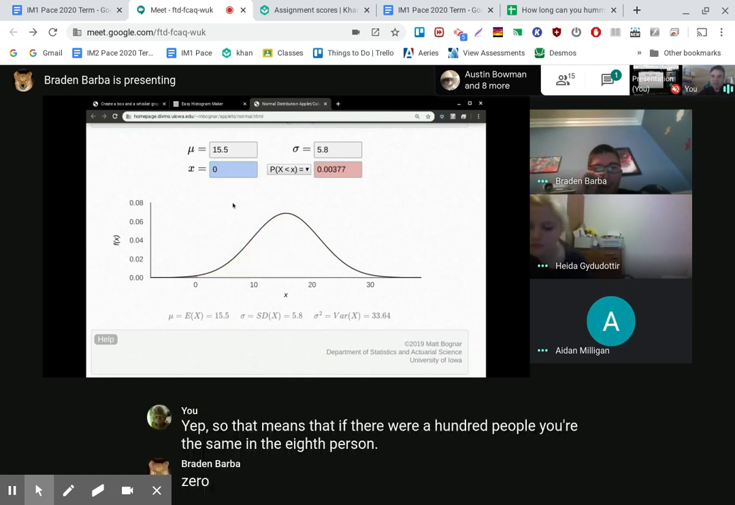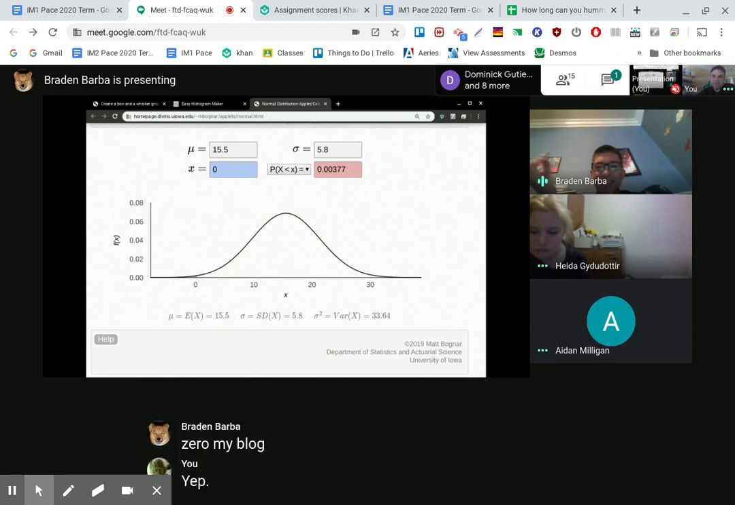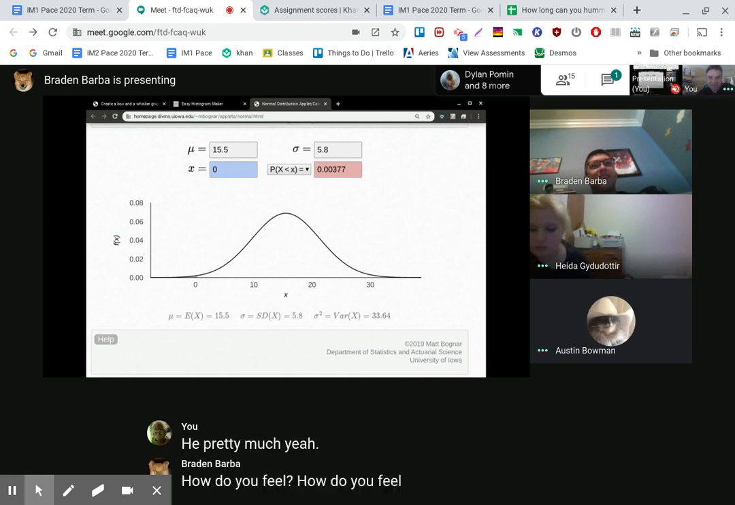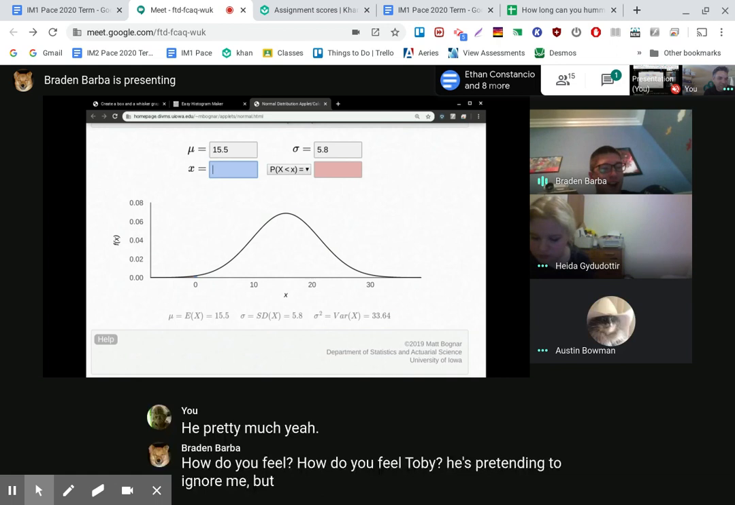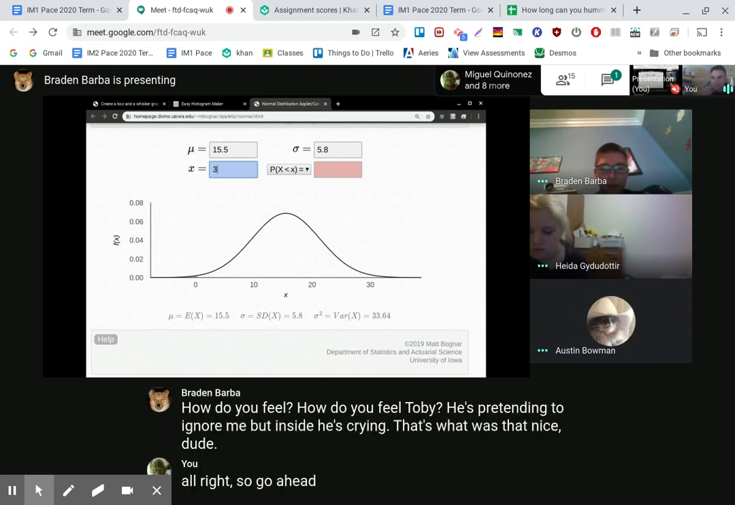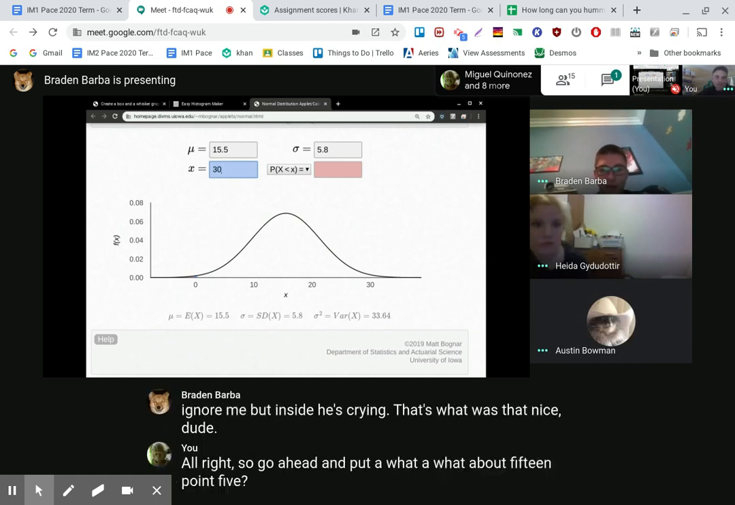My dog isn't even in the first 1%, Toby. Yeah, pretty much. How do you feel, Toby? He's pretending to ignore me. Inside, he's crying. That's 1%, right.